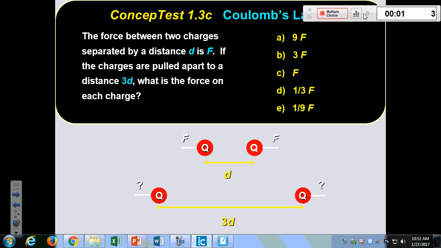All right, the force between two charges is F. What if you pull those charges apart by a factor of 3? What happens to the force now? Feel free to ask your neighbor, and you're closer now, so you can reach out and touch them. All right, I'm going to stop at 35 again.